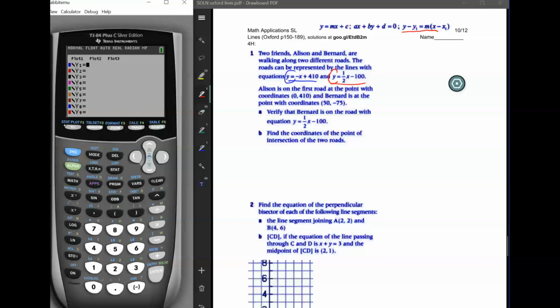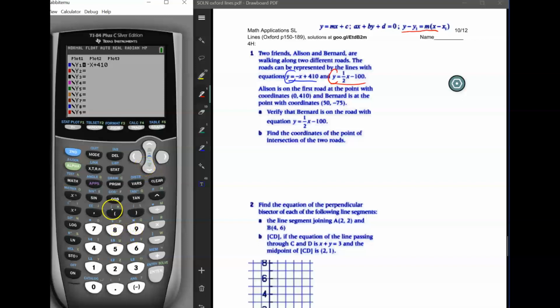Remember, if you're going to put negative x, don't use this subtraction sign. Use this negative sign down here. Negative x plus 410. Isn't that nice that they gave us the equation with y equals in the beginning, which means we can type it directly into the calculator.